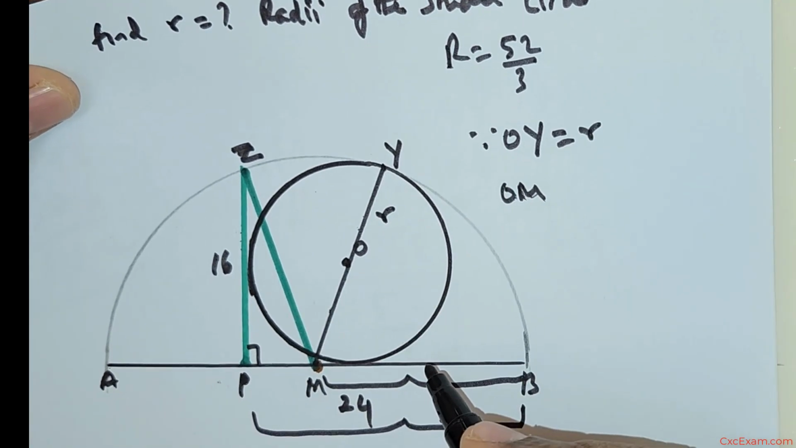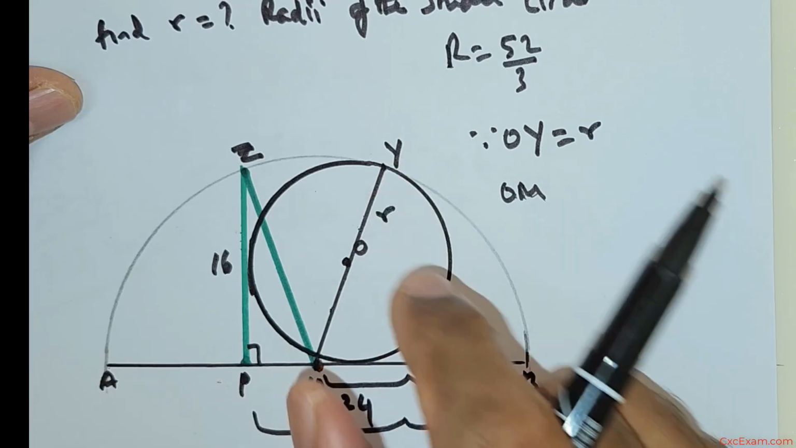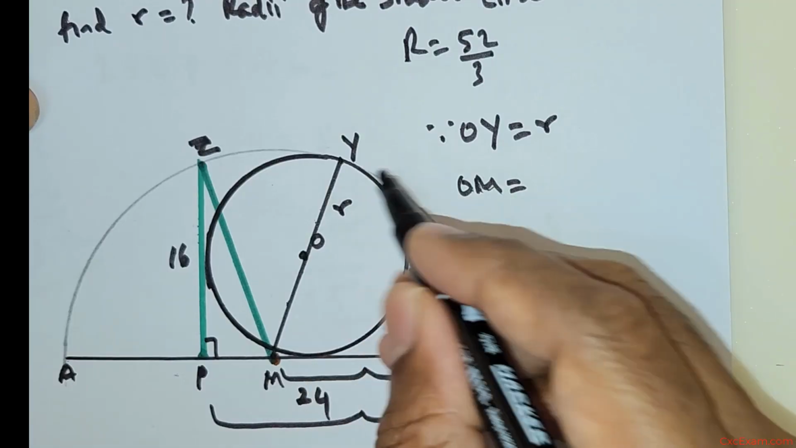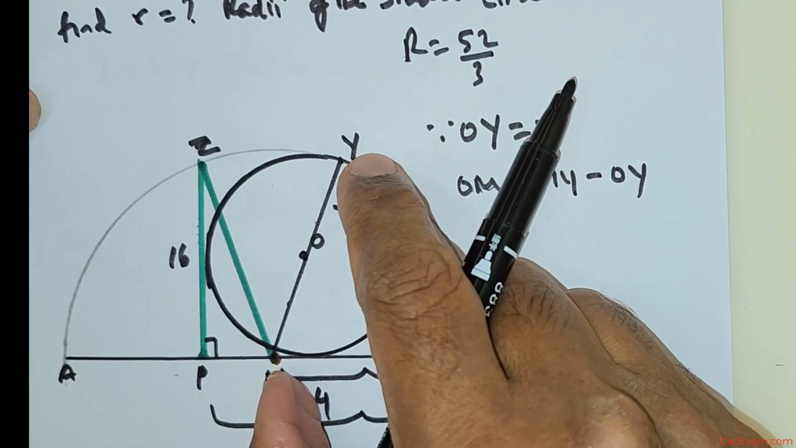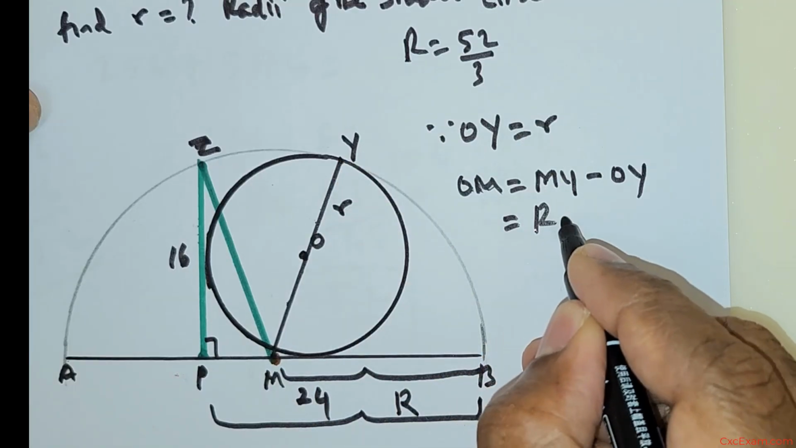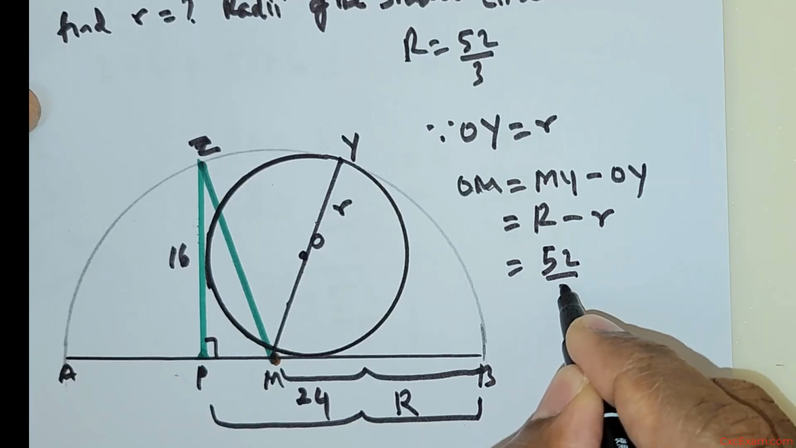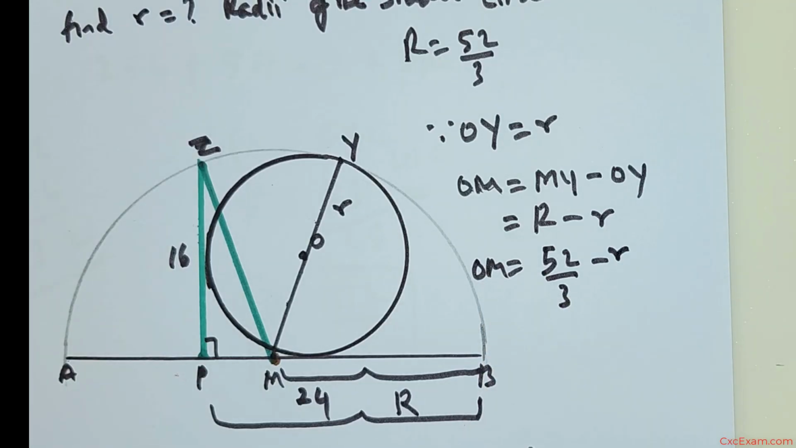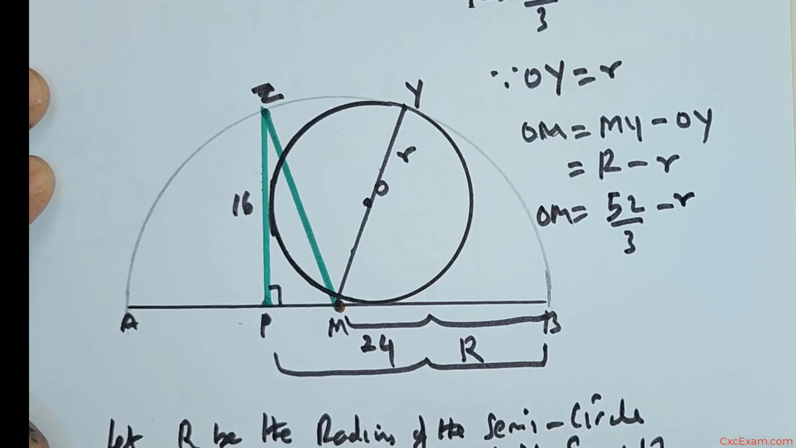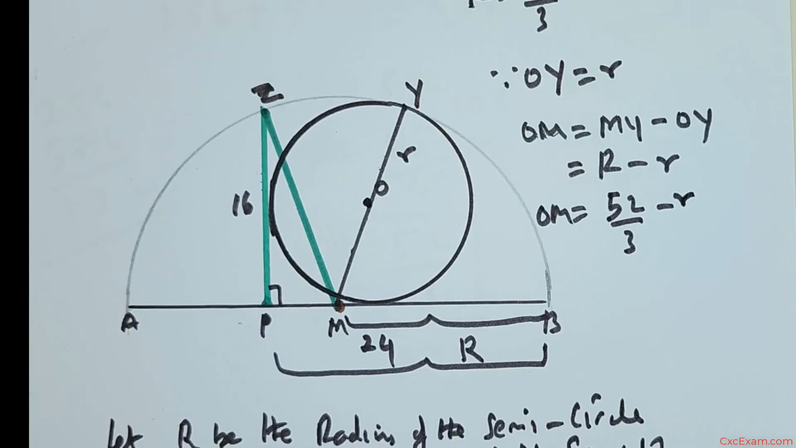So having obtained that value, if you want to get this OM, that is going to be from MY, I subtract OY. Now what is MY? MY is the radius capital R, and OY is small r. Capital R is found to be 52 over 3 negative r, so this is OM. So we have got that value. Now why do we need this value? Because we are creating a right angle triangle, so we need this.